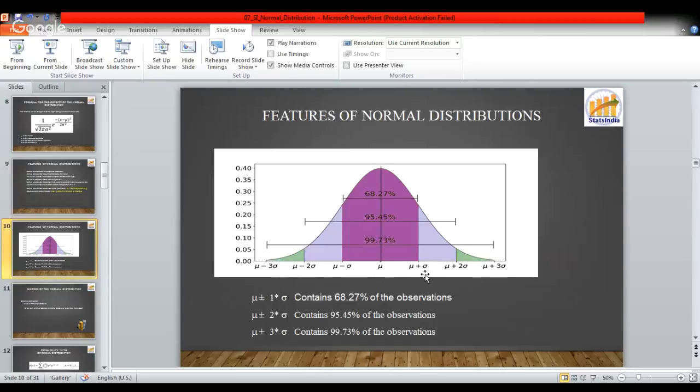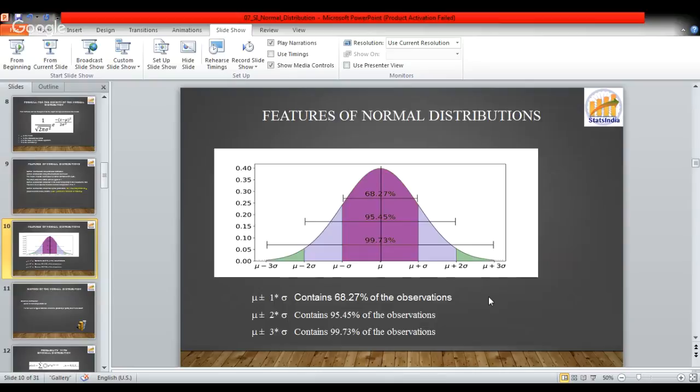If we take mu plus or minus 1 sigma, it contains 68.27% of the observations of the given distribution if it follows normal. Similarly, if we take mu plus or minus 2 sigma, it contains 95.45% of the distribution. And if we take mu plus or minus 3 sigma, it contains almost 99.73% of the observations within this limit.